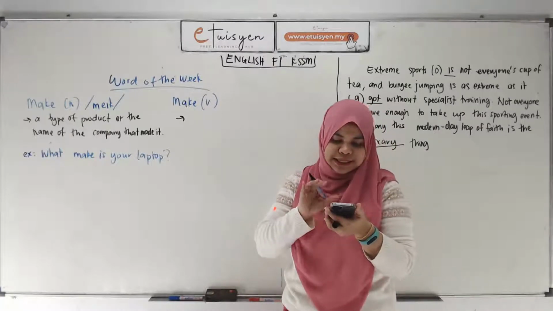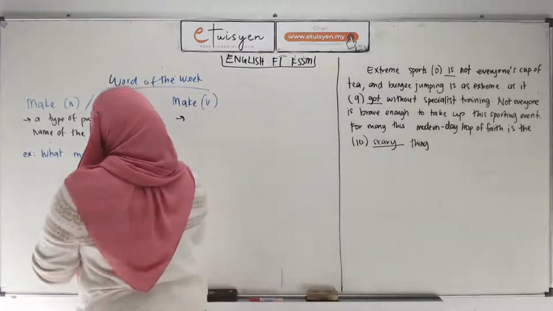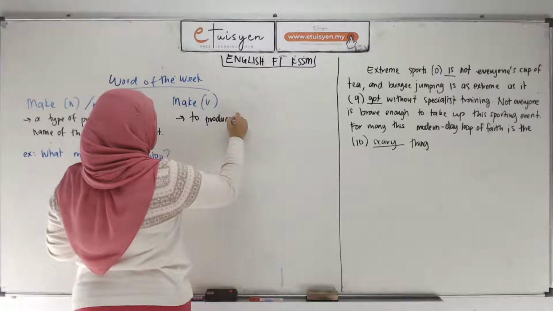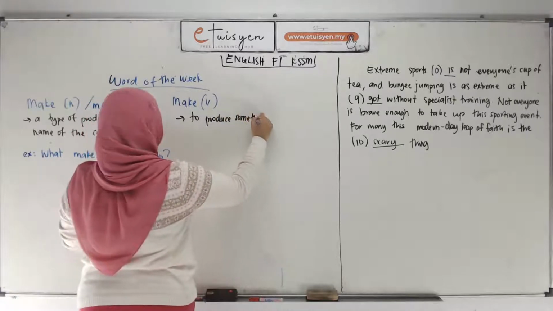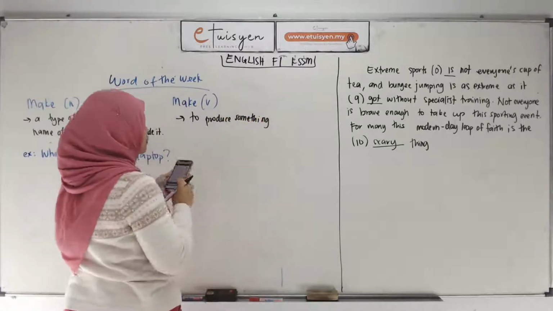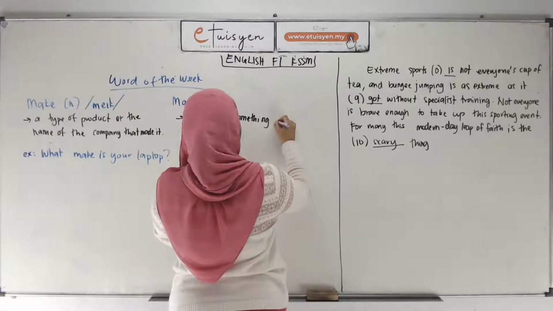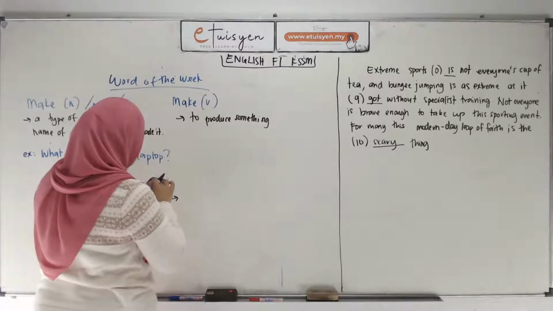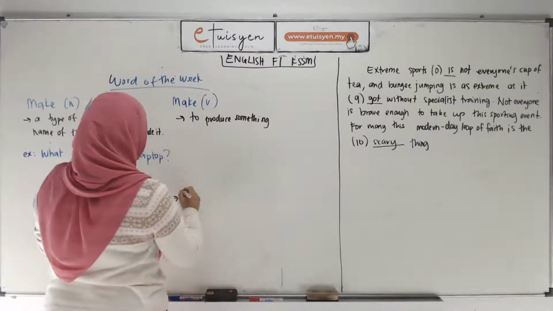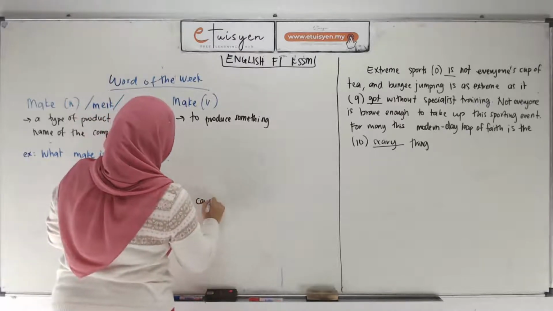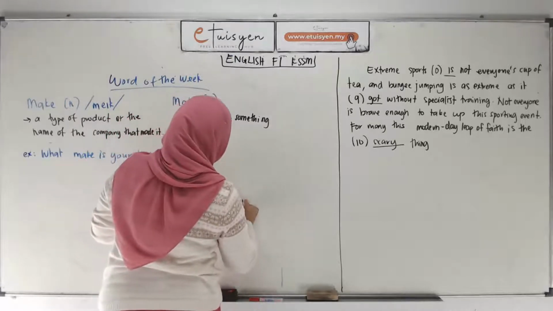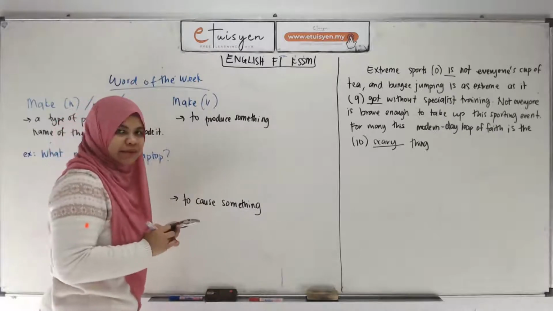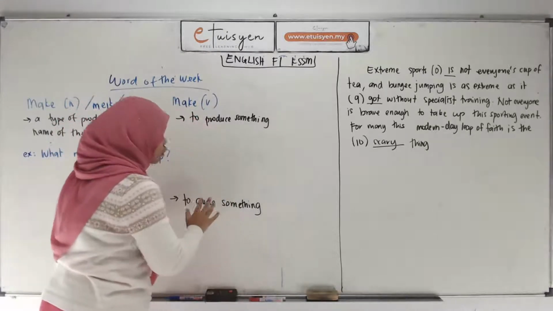So one is this one, to produce something. Okay, so here to produce something, and then another one is to cause something. Okay, dua-dua macam lebih kurang makna yang sama. Okay, to produce something and to cause something.